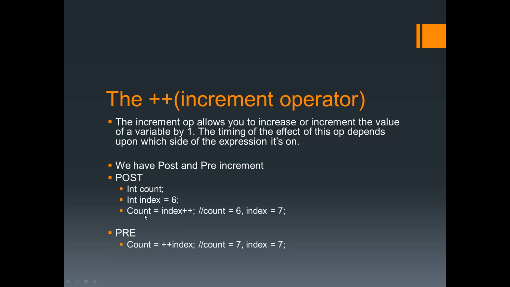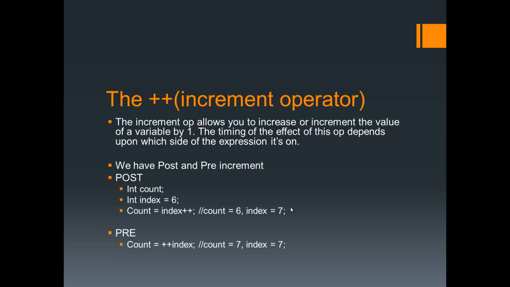So what happens there is at first it sets count equal to index, and it happens so quick. I mean, the count would be 6, and then it increments index, and then index is 7. But it happens so fast that your count is always going to end up being 7 anyway. It's never going to happen where it's going to be 6. So that's a post increment there, and then pre-increment is just the exact opposite. You put the plus plus in front of the actual variable, so you have count equal plus plus index, and at that time both count and index are going to be 7.